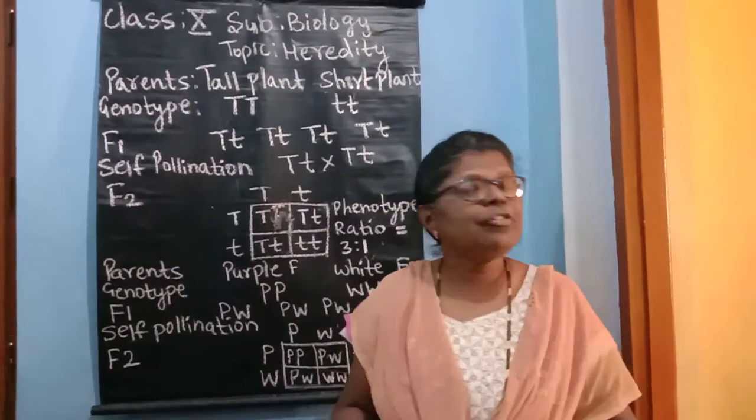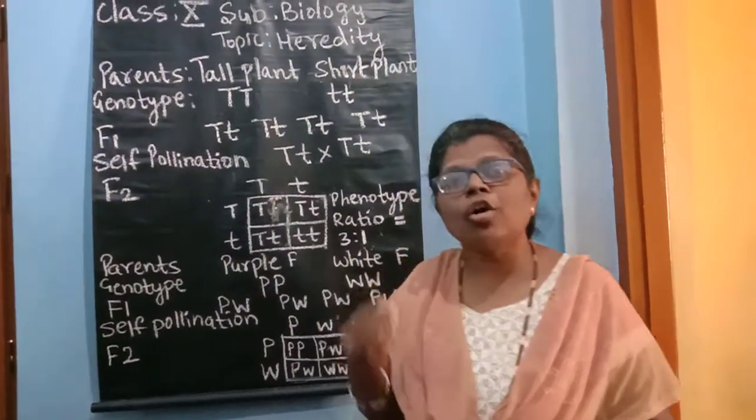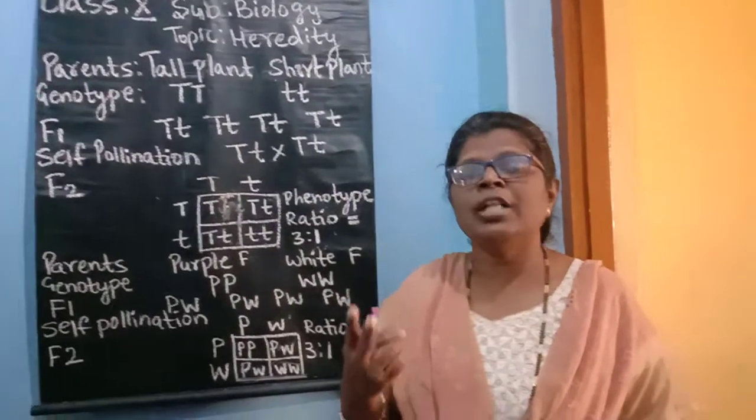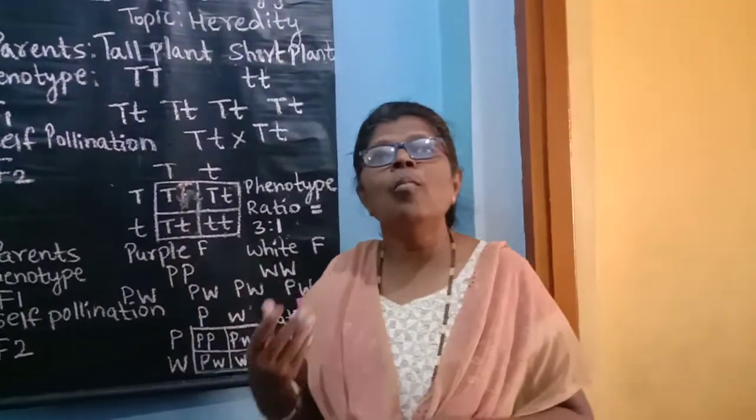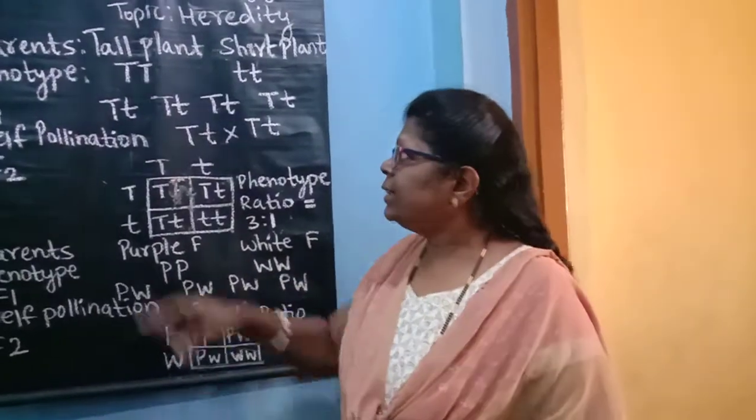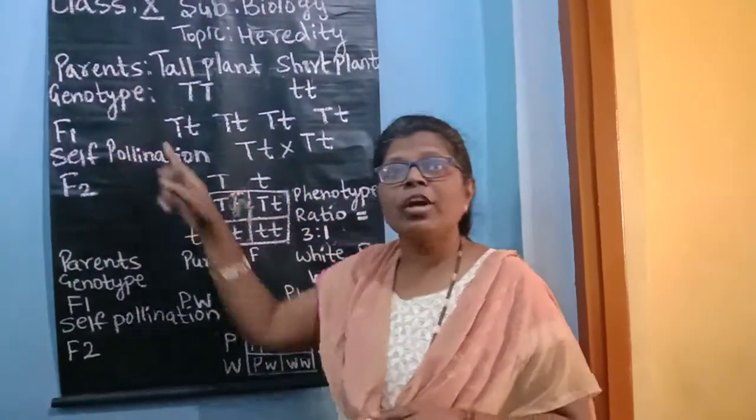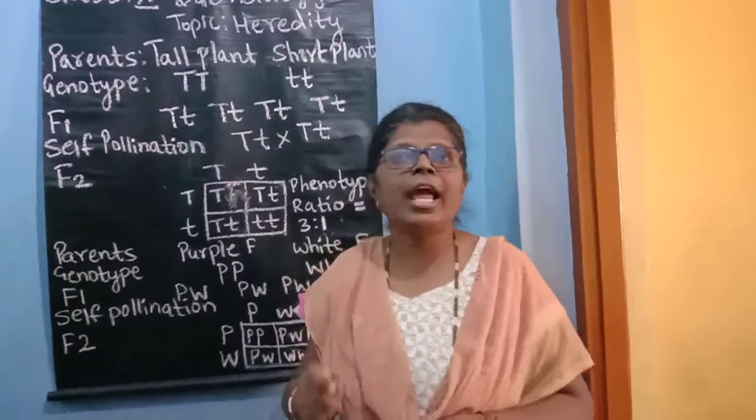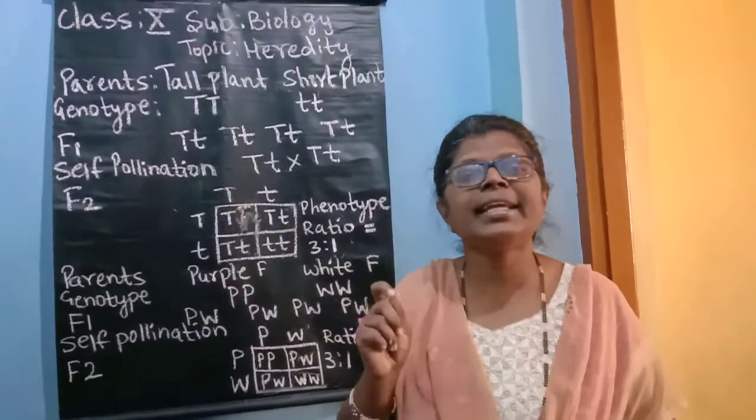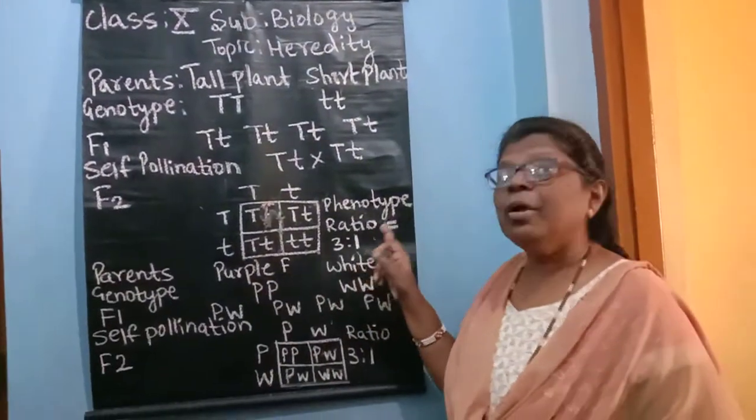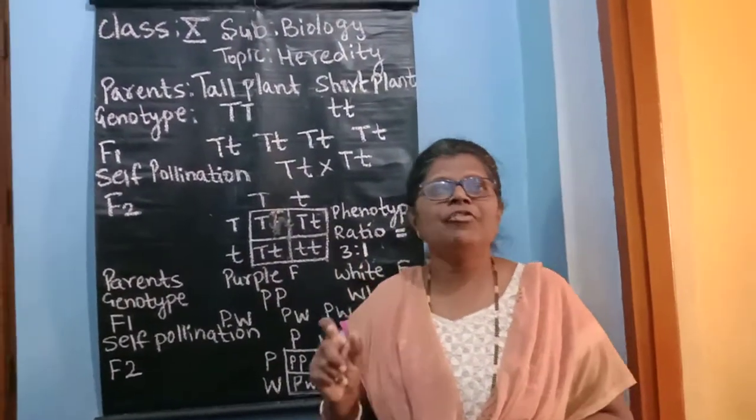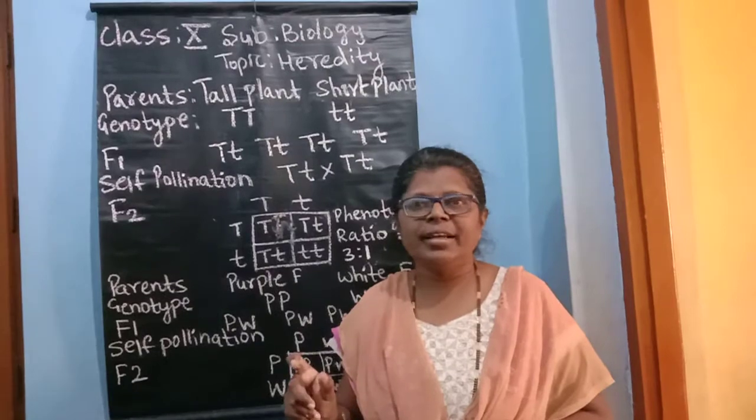So let us see the definition of monohybrid cross. The cross between 2 individuals with 1 pair of contrasting characters is called monohybrid cross. Then this is known as genotype. So what is meant by genotype? Genotype refers to the genetic characteristics of an organism. Now phenotype. Phenotype refers to the physical characteristics.